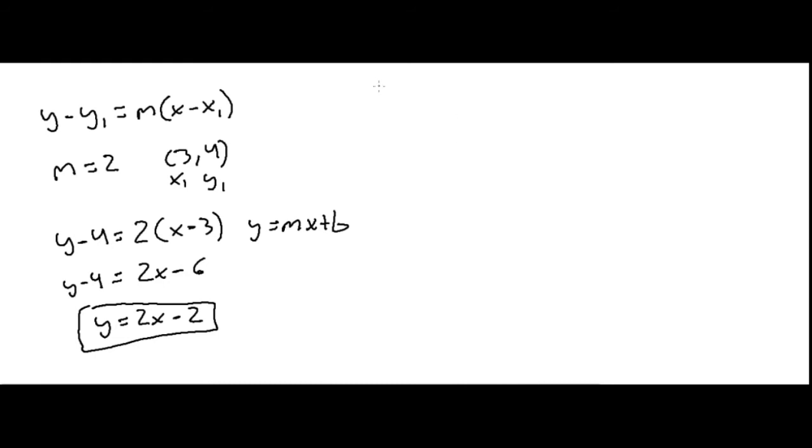Now let's say we have a case where we're given 2 points. And let's say those 2 points are negative 2, 1 and 3, negative 5. So the first thing we'll do is we have to get the slope of these 2 points. So slope is going to be the rise over the run. So it's the difference between the y's on top and the difference between the x's on the bottom.